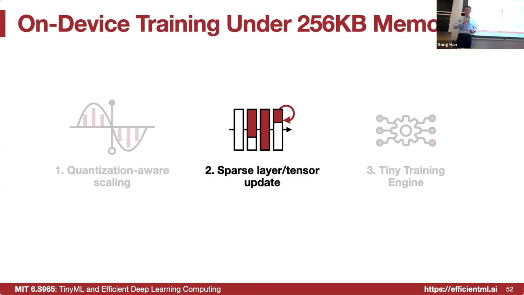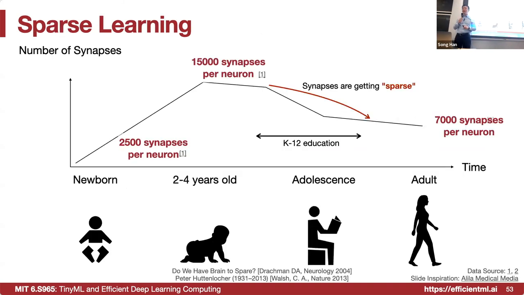All right, let's continue our discussion about sparse layer and sparse tensor update. So we've talked about the sparsity for inference, but the technique also applies to training. According to the study from Nature by Peter Huttenlocher, a newborn child has an increasing amount of synapses per neuron as a child grows from 0 years old to 2 to 4 years old. The number of synapses surges from 2,500 synapses per neuron to 15,000 synapses per neuron.